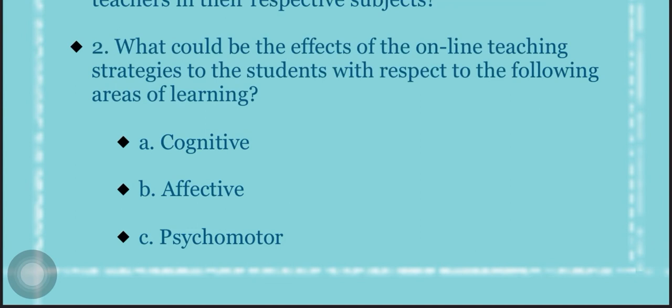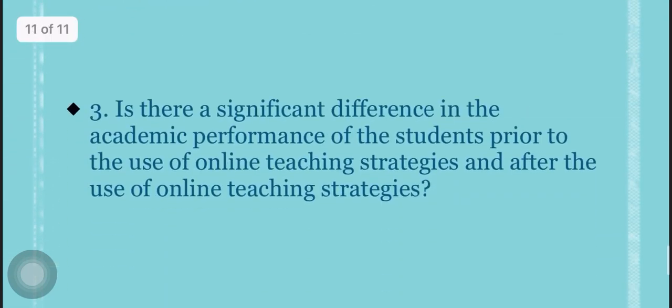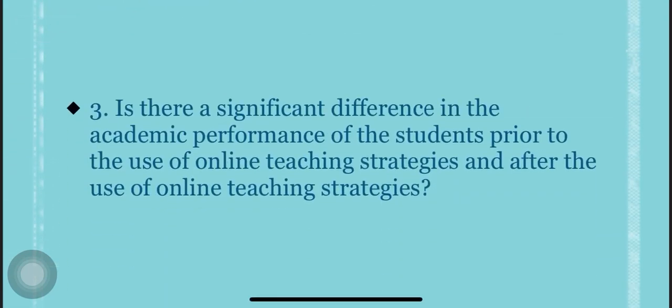three variables. Parang dito sa part na to, dito lumalabas actually yung iyong framework or model or the conceptual design that you're going to use in your study. I normally say that objectives 2 and 3 are the core of the thesis. Okay? Next. Third objective, is there a significant difference in the academic performance of the students prior to the use of online teaching strategies and after the use of online teaching strategies?